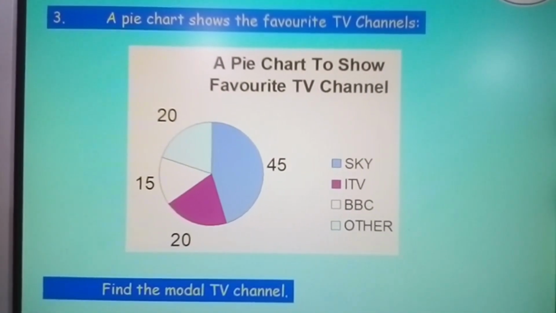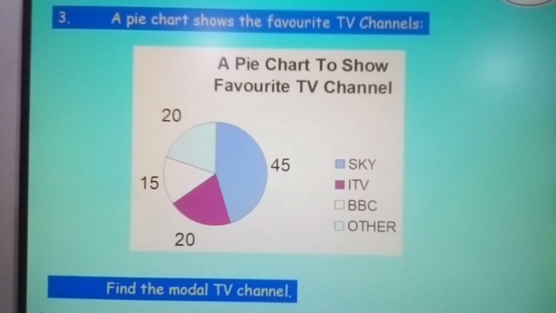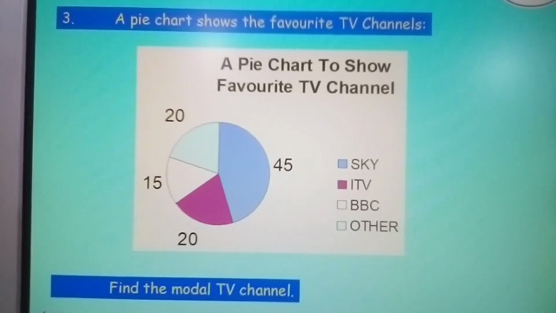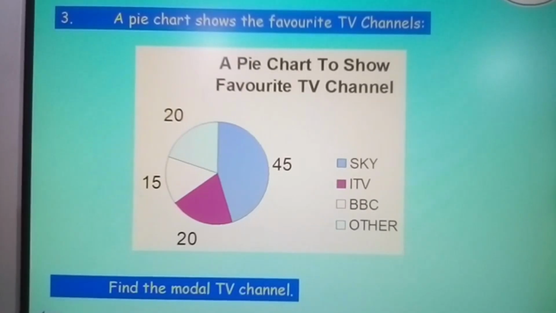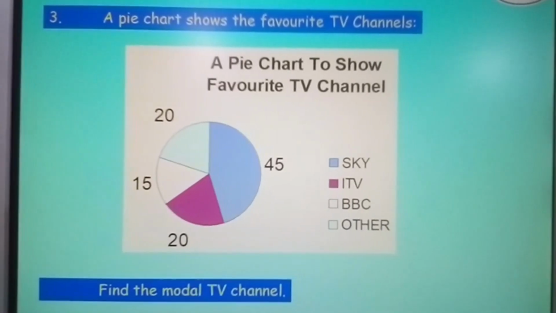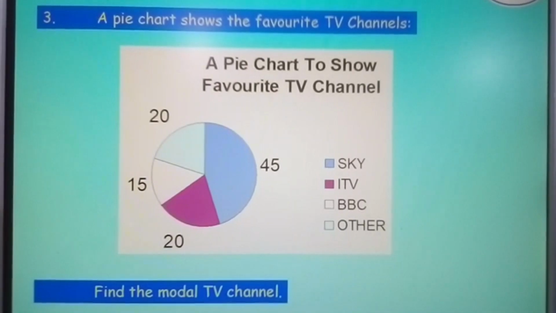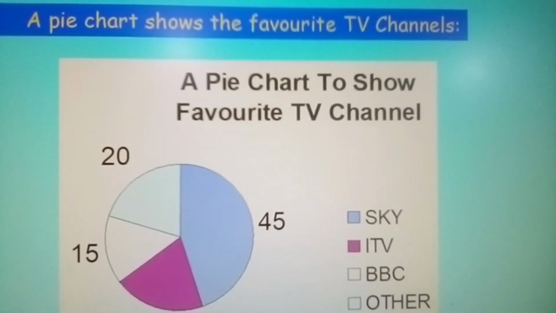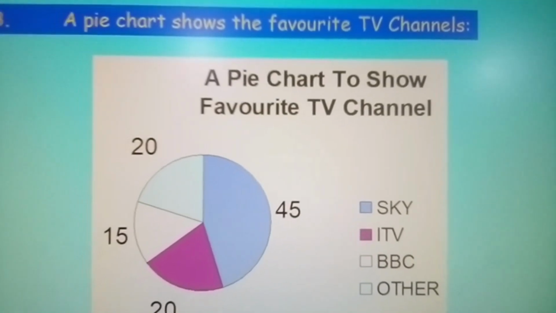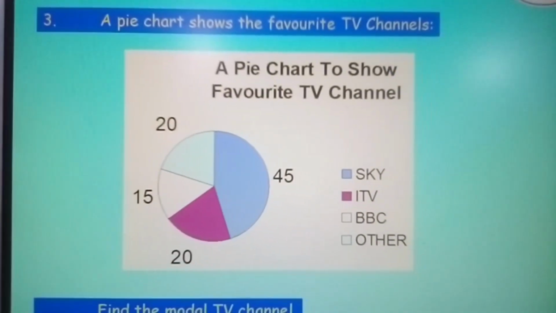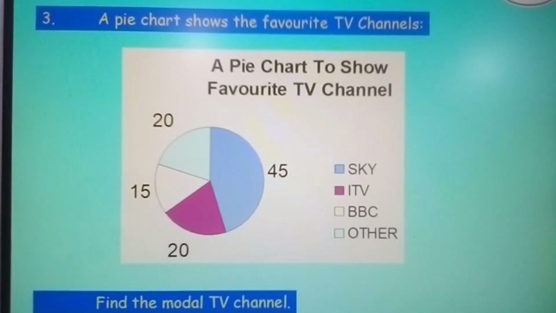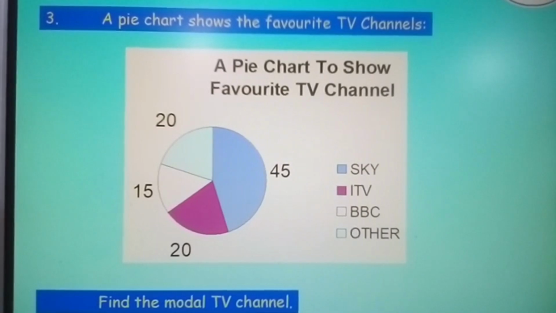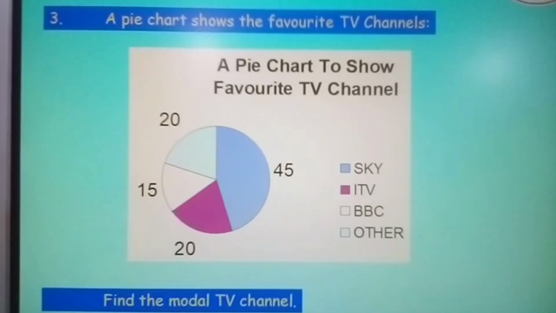A pie chart shows the favorite TV channels. A pie chart to show favorite TV channels. Sorry about that. Okay, let's just go and make sure we get our pie chart in full view. Okay, good. And here we have Sky, ITV, BBC, other. Okay, find the modal TV channel.